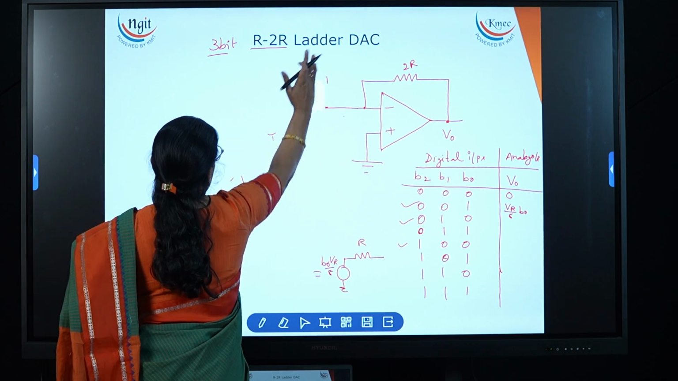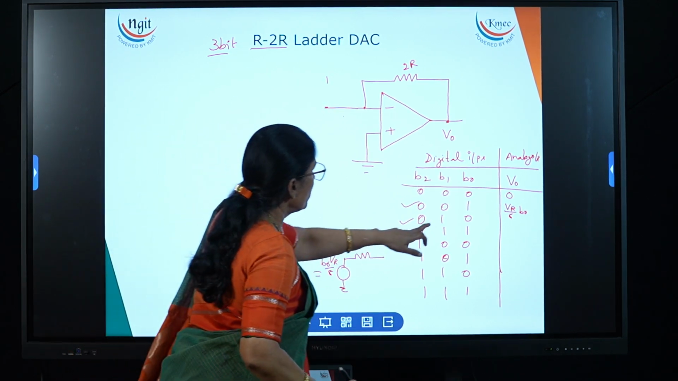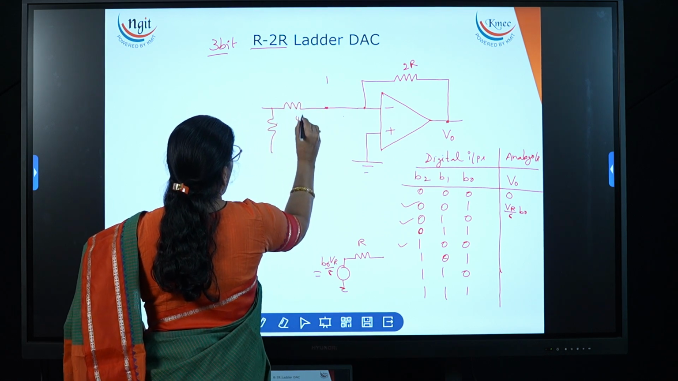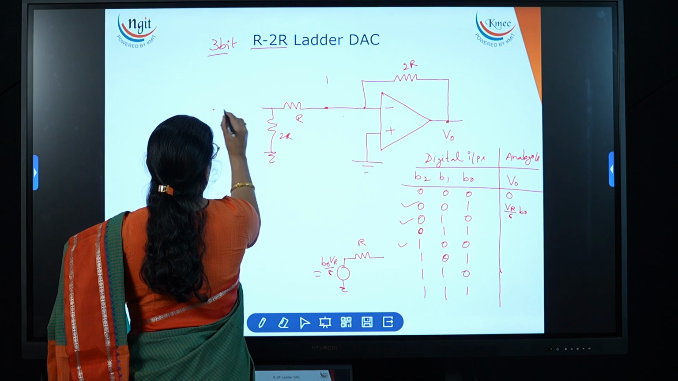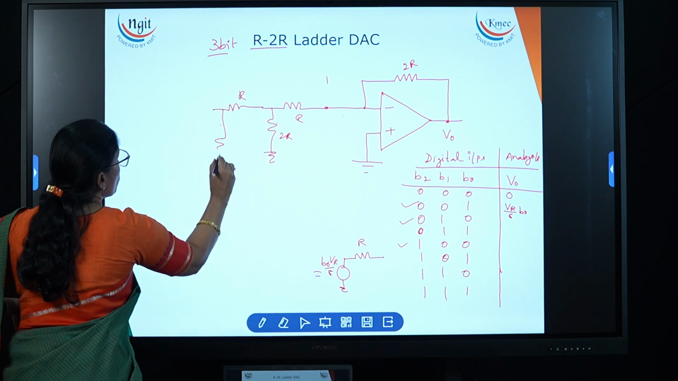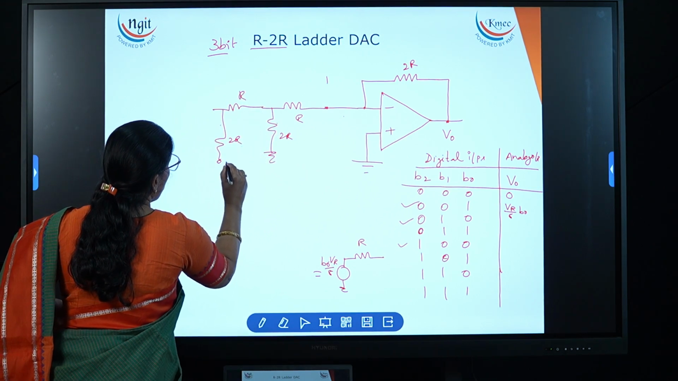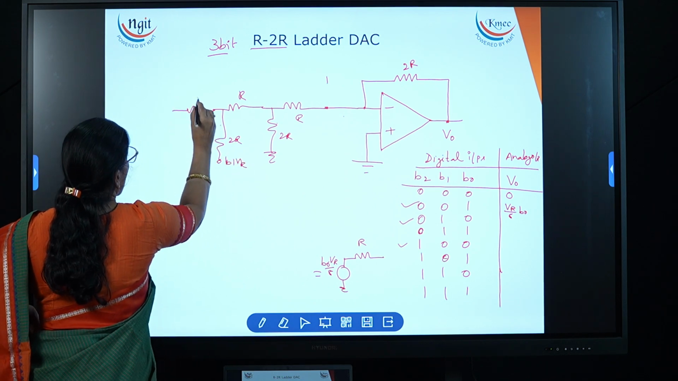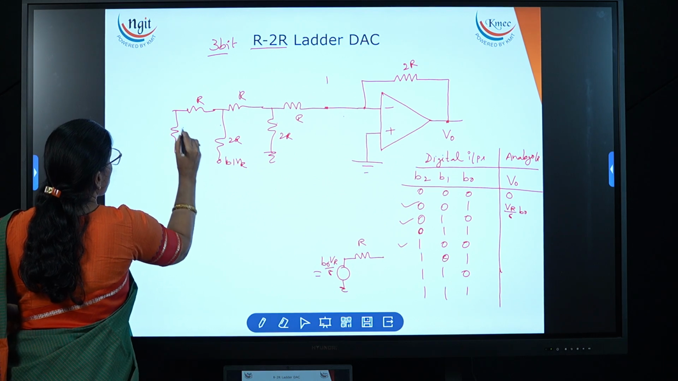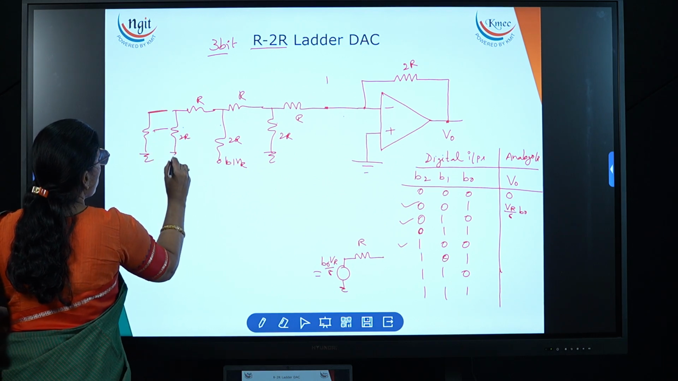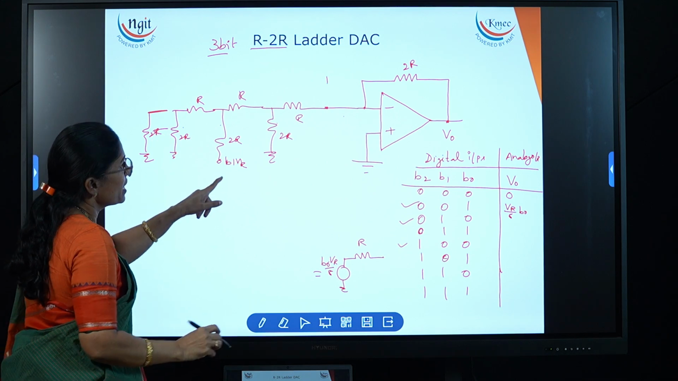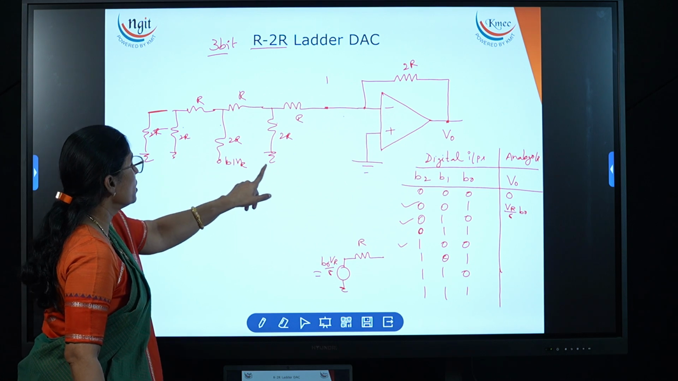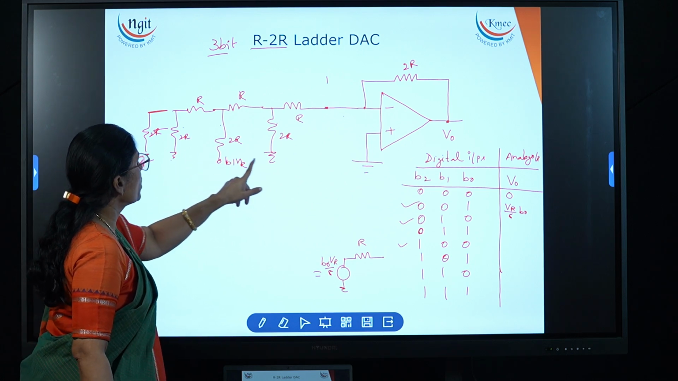Now coming to the next condition. For this one, you have to apply the same process. Now this is R, this is 2R, and again this is R, 2R. Here I am applying B1, I am applying V reference over here. Again this is R and 2R, and this is grounded, this is also grounded, 2R. Now this is the case. Only B1 is connected to the reference, the remaining 2 are connected to the ground.